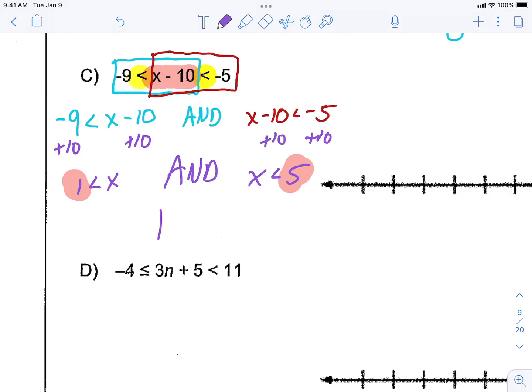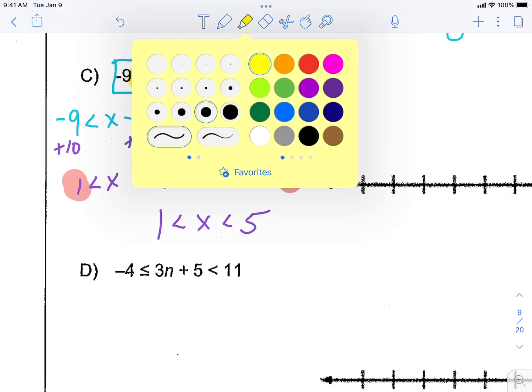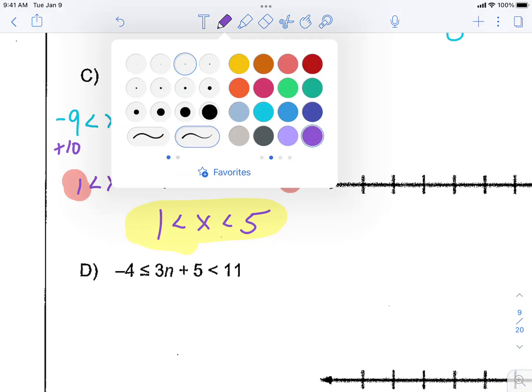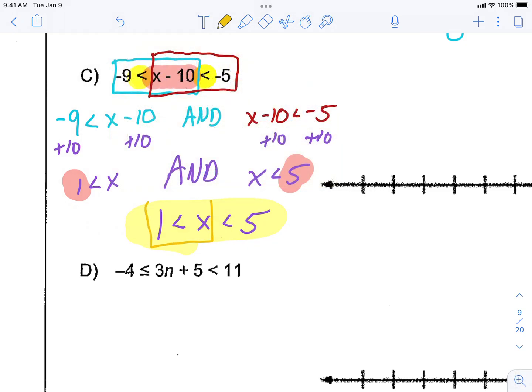For AND inequalities, your arrows will always be pointing left, to less than. And your variable will always be in the middle. That is my final answer. Look at what this is saying. There's 2 parts to it. This is saying x is greater than 1, and it's also saying x is less than 5. And that's exactly what it says above that.